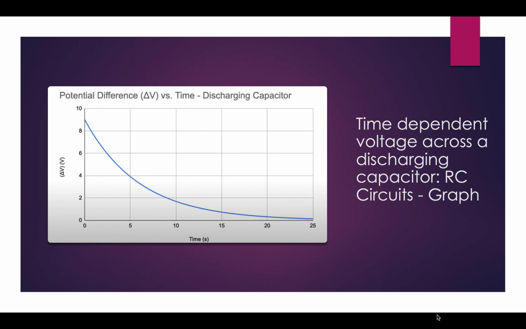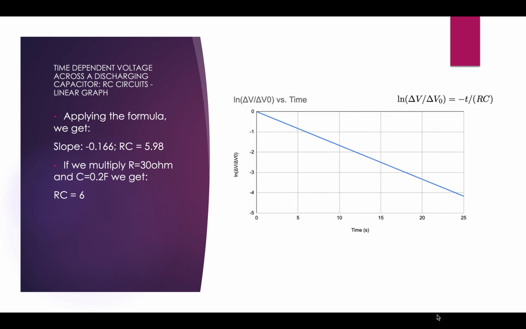Now I'm going to talk about 2 important graphs for our lab. The first one is the time-dependent voltage across a discharging capacitor for RC circuits, which shows the potential difference delta V versus time. You can see that the slope is decreasing exponentially and reaching a value of 0 volt in the future. Now for the second graph, which is a linear graph that shows ln delta V over delta V0 versus time, we can apply the formula minus 1 over RC and find the RC of our example, where we got the value of 5.98.